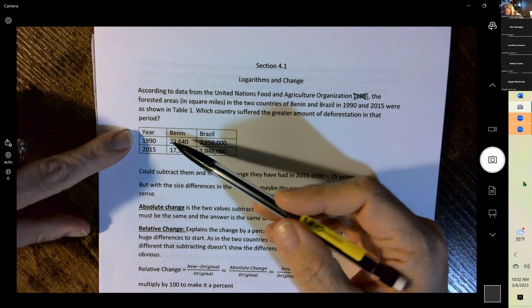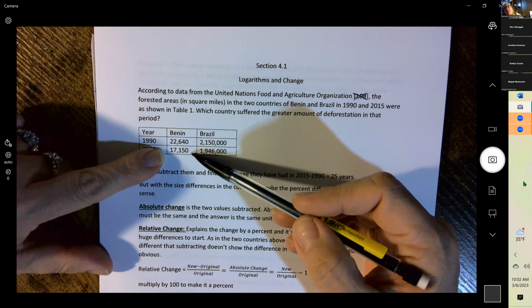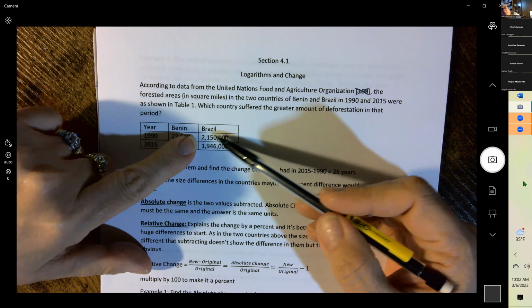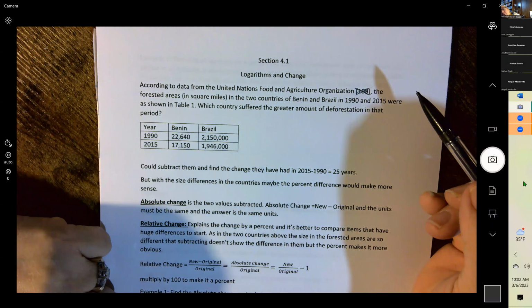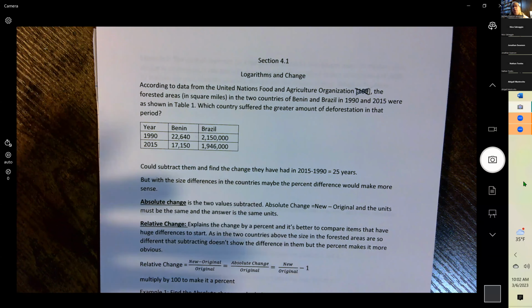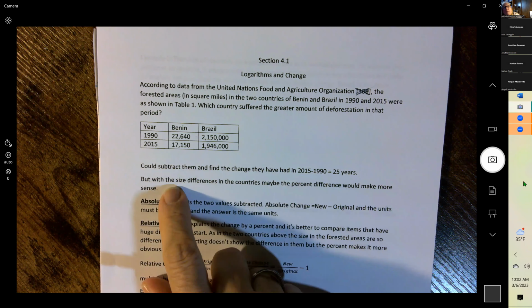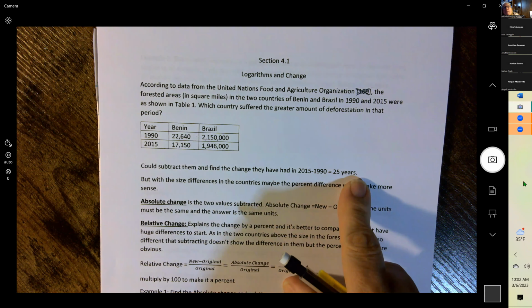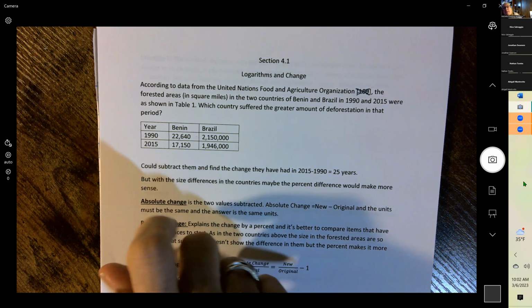So we wanted to see which one had more deforestation. Notice 1990 to 2015, this went from 22,600 to 17,000. And this one went from 2 million and some to 1.9 million. They were big drops, but how could we look at those? One way we could do that is to subtract them. If we subtract the years, we see it's a 25-year period. So we could find the differences by subtracting them.